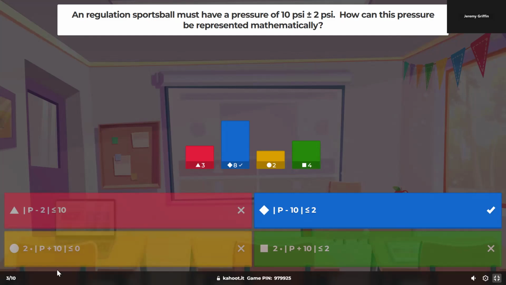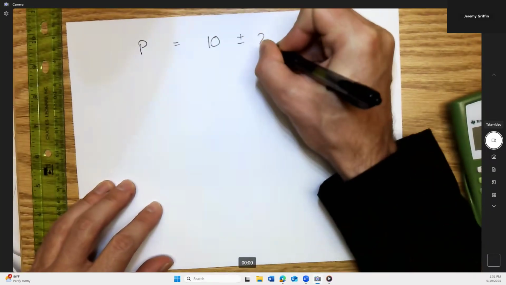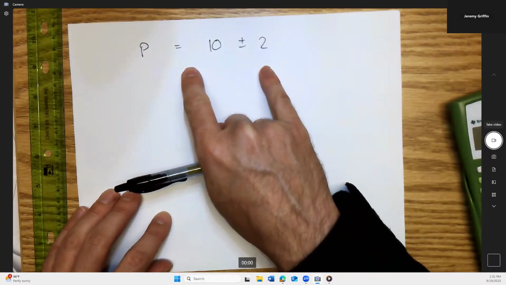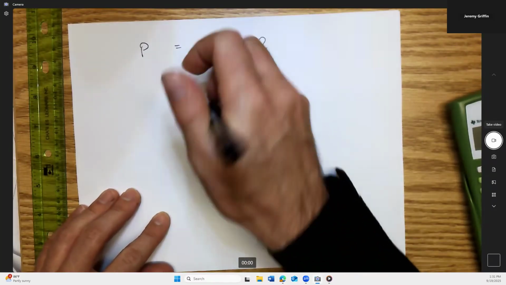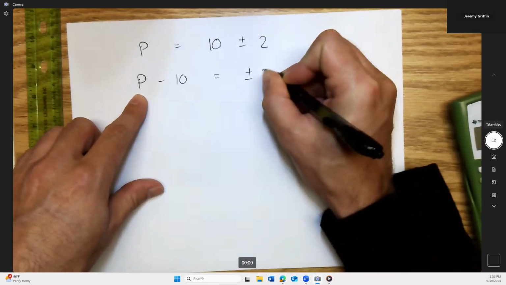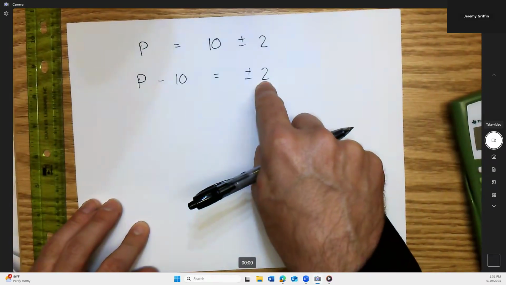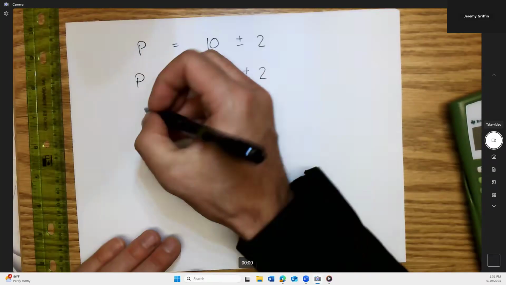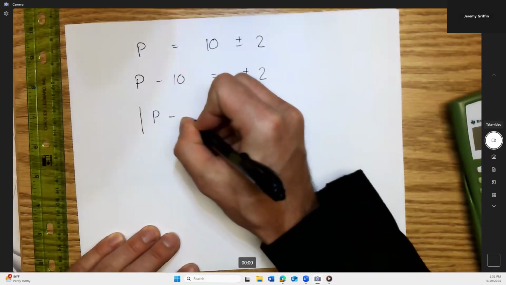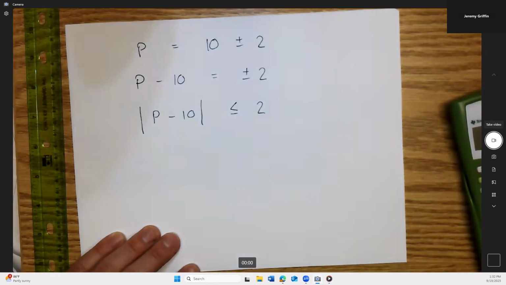All right. So I think the way I would go about this is say the pressure could be 10 pounds per square inch plus or minus 2 pounds per square inch. That was given straight off the setup. Now I'll subtract off the 10 and make it the difference between the actual pressure of the ball and 10 psi could be within 2 pounds per square inch. And as we see the plus or minus, that sort of reminds me of how absolute values work. So if we take the absolute value of the pressure difference, it has to be less than or equal to 2 psi, right?